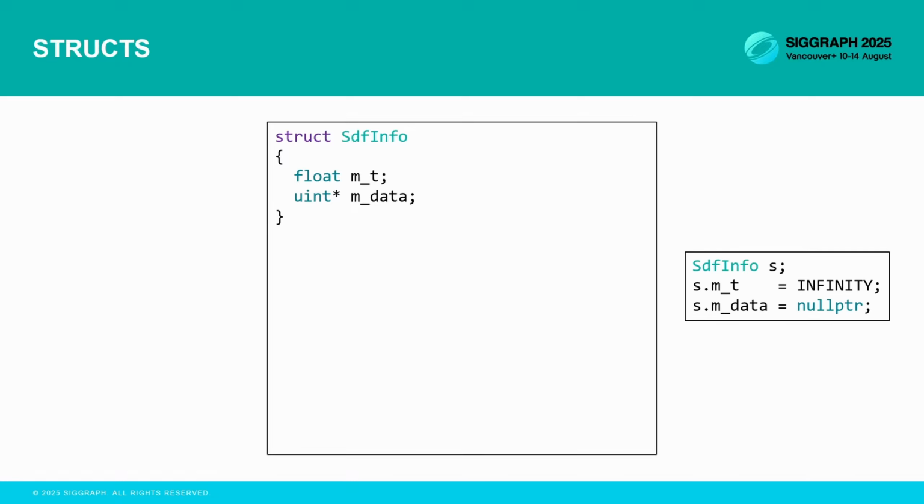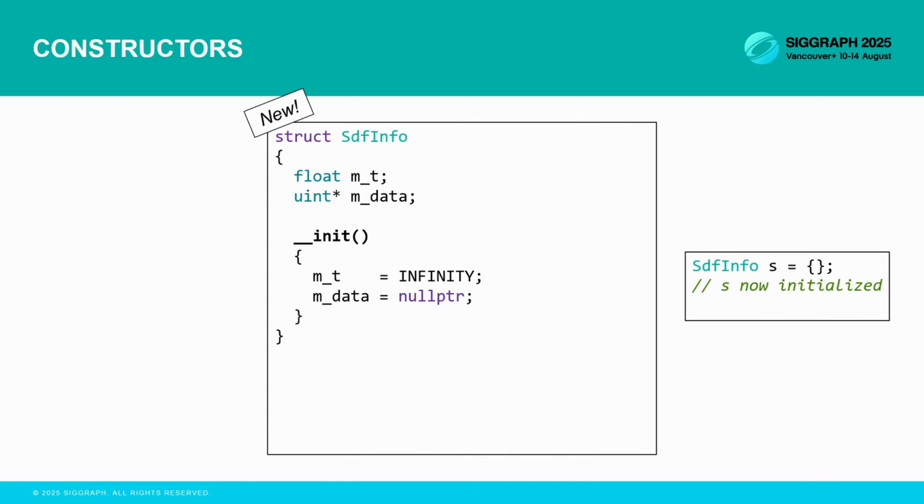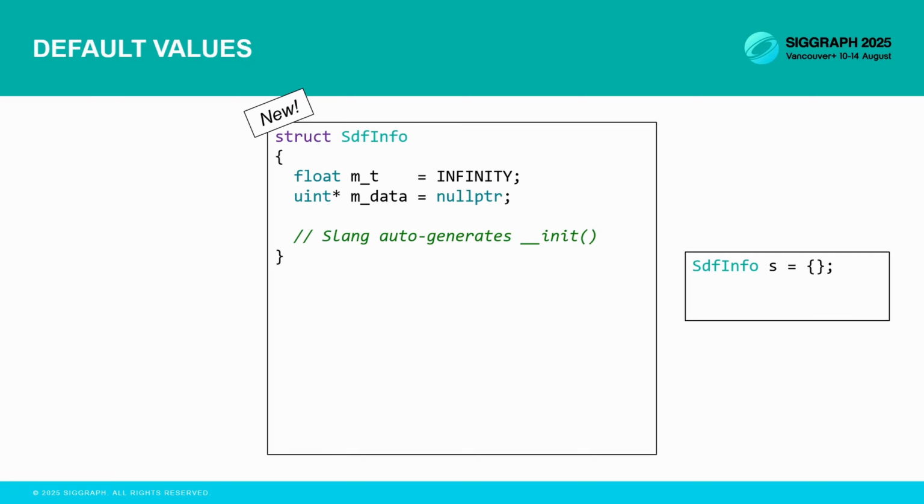Usually when you have a type like this, you always want to initialize it with some default values after you create it. HLSL and GLSL don't have constructors, so usually you have to initialize fields explicitly or do some workaround. Slang lets you define constructors for types now. Constructors are functions named __init with two underscores. This is a default constructor that is called whenever you create a struct of this type. You can also provide parameters to constructors like this. Or you can have default values for struct members and Slang will auto-generate the constructor.